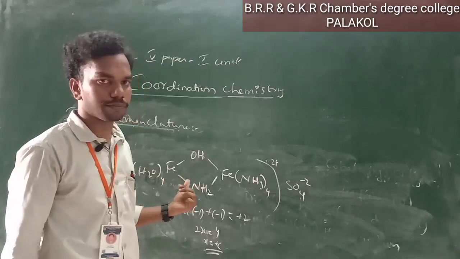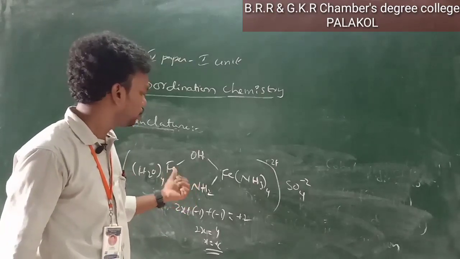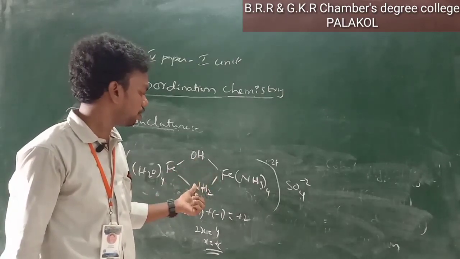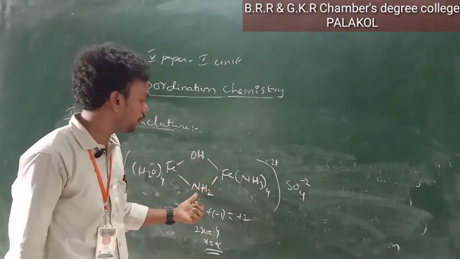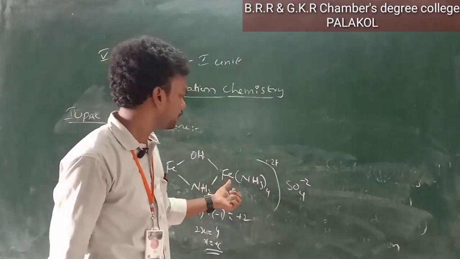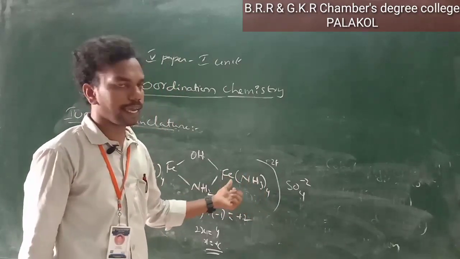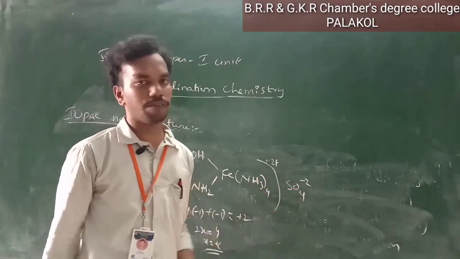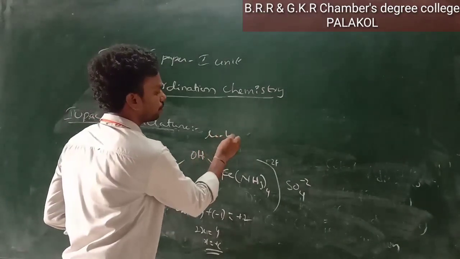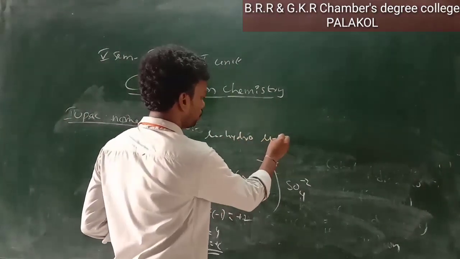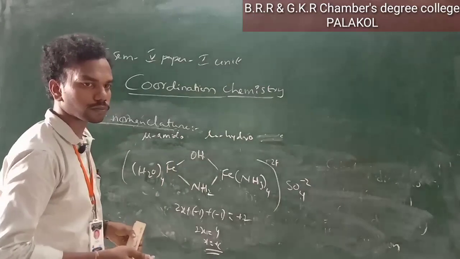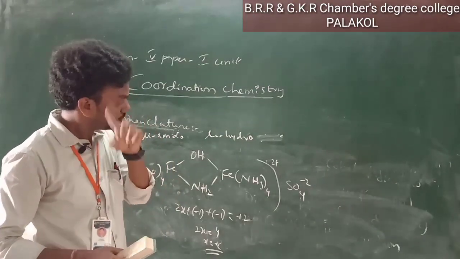Okay, so just write tetraaqua iron(II), tetraaqua iron(II), mu hydroxo, mu amido, mu hydroxo, again iron, tetraamine iron(II) sulfate. Okay, right. So you just use your mu hydroxo, mu amido.